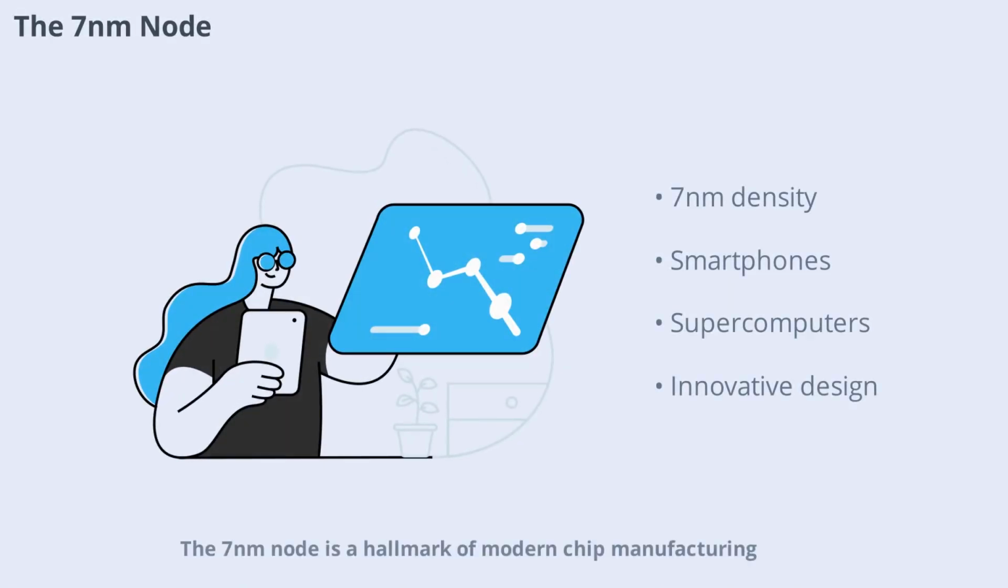The 7 nm node is a hallmark of modern chip manufacturing. It enables unprecedented transistor density, powering everything from smartphones to supercomputers. The 7 nm era is defined by advanced lithography, new materials, and innovative design techniques, pushing the limits of what chips can do.